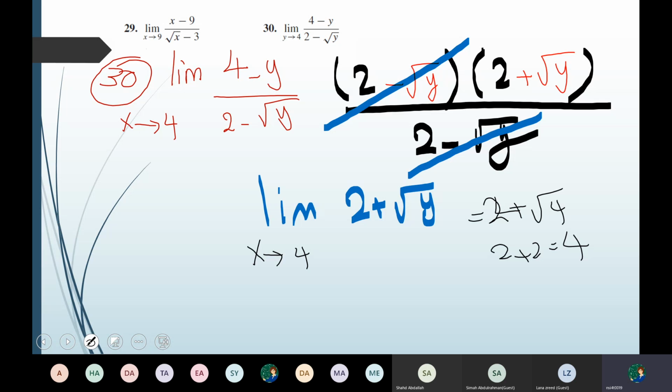Shall we take another example or is it clear? No, let's take another one, Miss. Okay, let's take another.